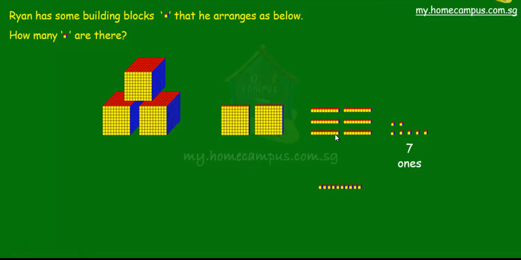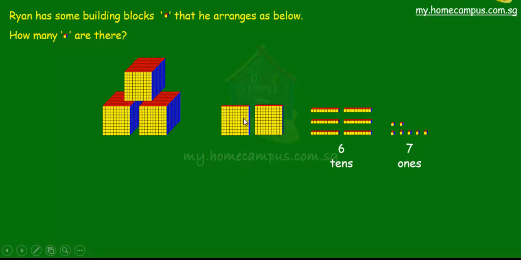Now a group of 10 ones is what we call a 10. So when 10 ones are grouped together, they form a 10. In our case, there are 1, 2, 3, 4, 5 and 6 tens. So there you go, there are 6 tens.